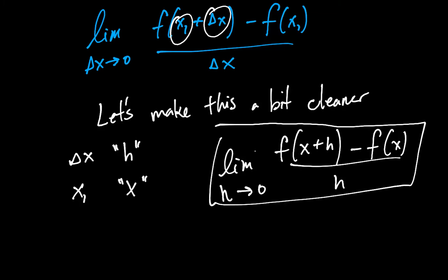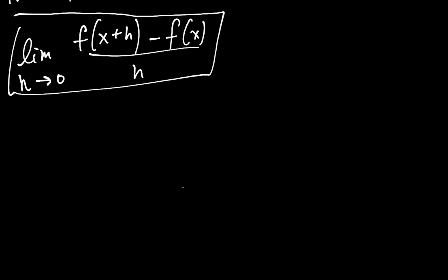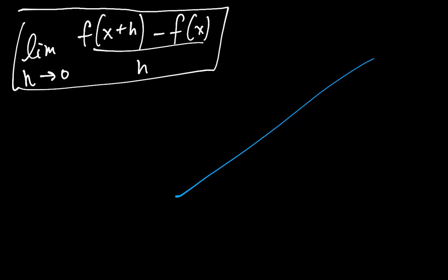And you'll see that in textbooks just because writing delta x can be annoying and writing x1 is more tedious than writing x. Graphically, all this means is this. This function represents the slope at some point x. Well, really, it represents the slope between x and some other x right here, x plus h, where h is the tiny little infinitesimal distance between those two.